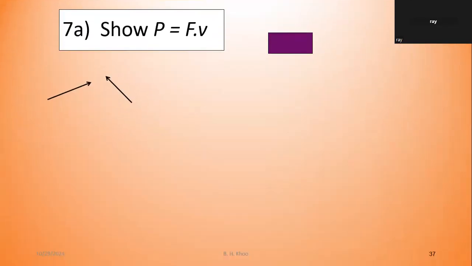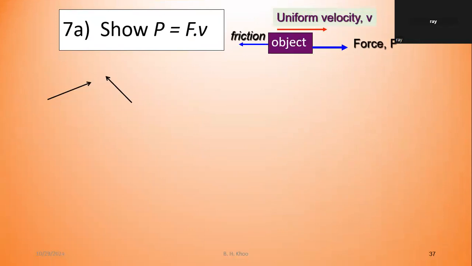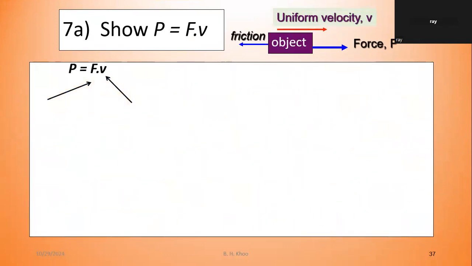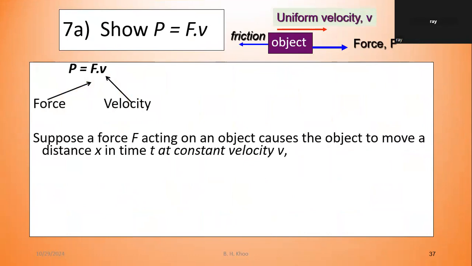Now we derive power is force times velocity or speed. Right? We look at an object. There's a force applied, F, and then there's friction. Because of force and friction, it is moving at constant speed, constant velocity. So our power is force times velocity. We're going to derive that.